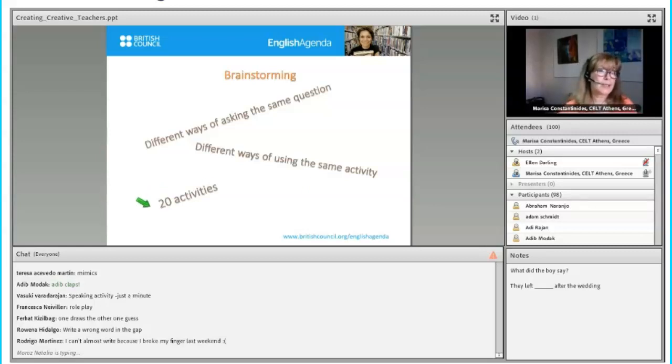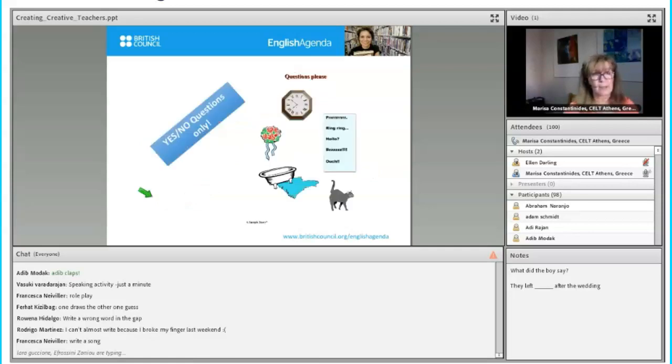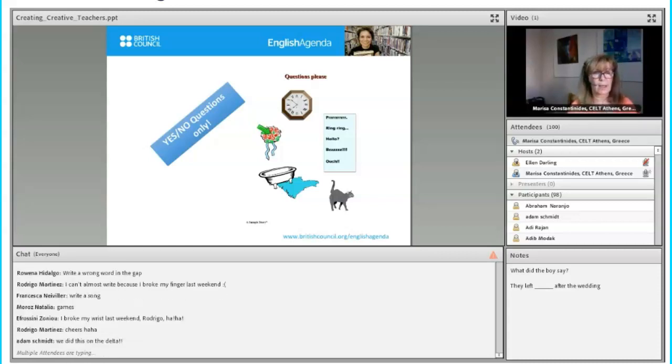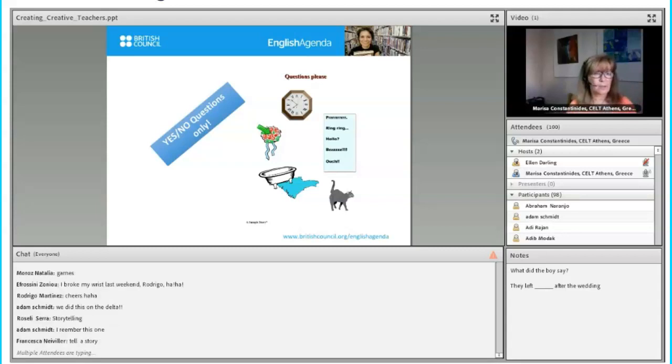The other idea here is not very different to my previous one, but it's 20 activities from a single piece of material. For example, from an image. From a single piece of material, think of 20 activities. I'm going to show you this one. There's a clock, a bunch of flowers, a bathtub, some words, some sounds, and a cat. Can you think of 20 activities that you could create on the basis of this stimulus? This is a great activity from the training classroom.